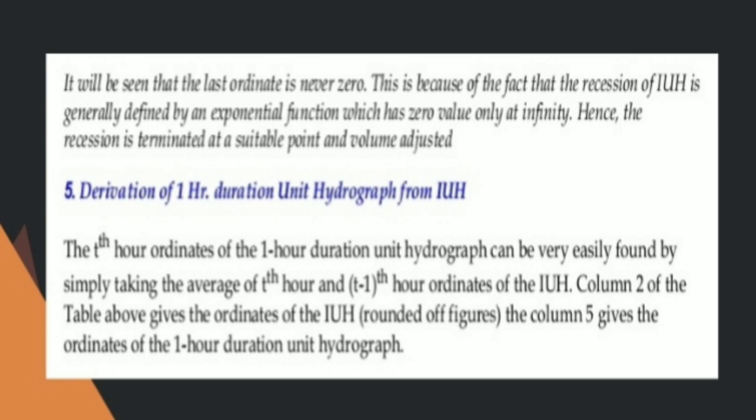Number 5. Derivation of the 1 hour duration unit hydrograph from the IUH. The t-th ordinate of the 1 hour duration unit hydrograph can be very easily found by simply taking the average of the t-th and (t minus 1)-th ordinates of the IUH. Column 2 of the table above gives the ordinates of the IUH in rounded off figures. Column 5 gives the ordinates of the 1 hour duration unit hydrograph.